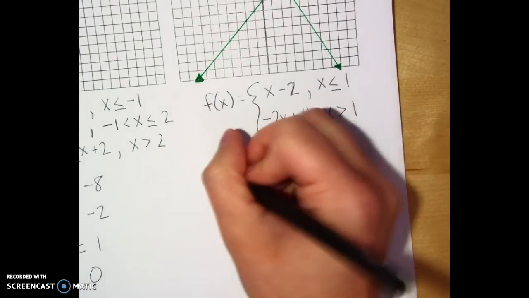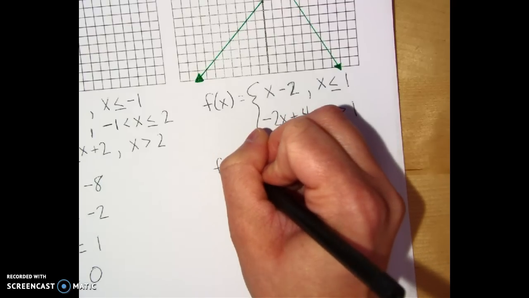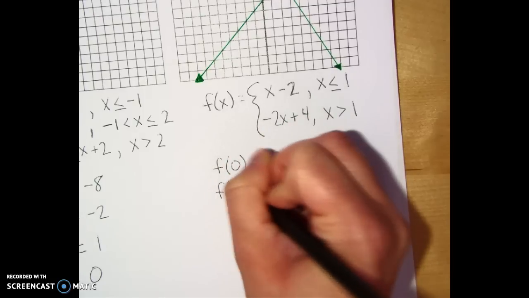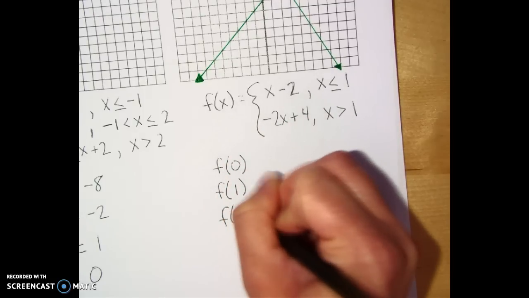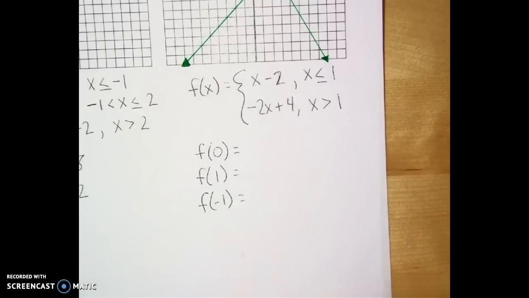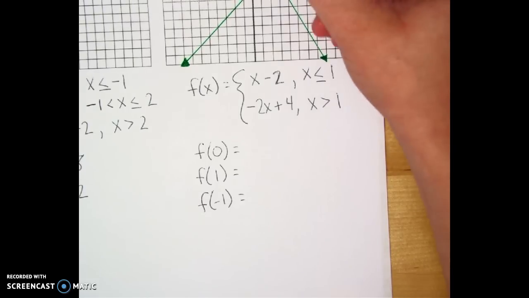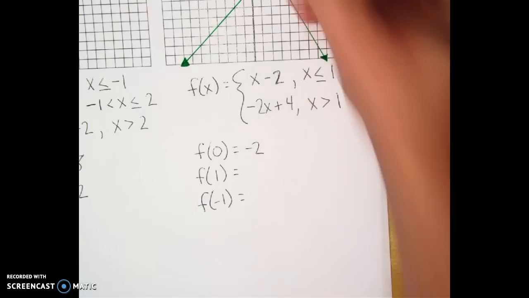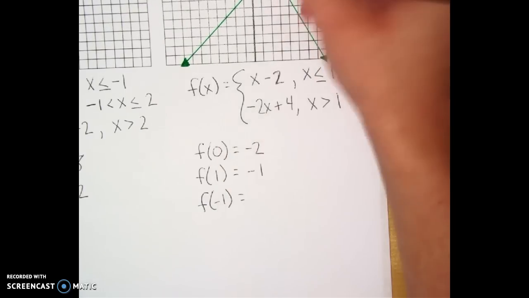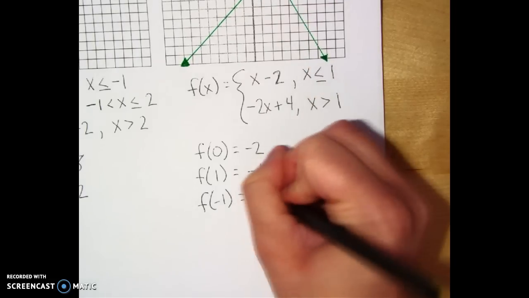And I'm just going to have you find 3 of them here. f of 0, f of 1, f of -1. So go ahead and pause it and try those real quick. Okay, f of 0 is -2, f of 1 is -1, and f of -1 looks like it's about -3.